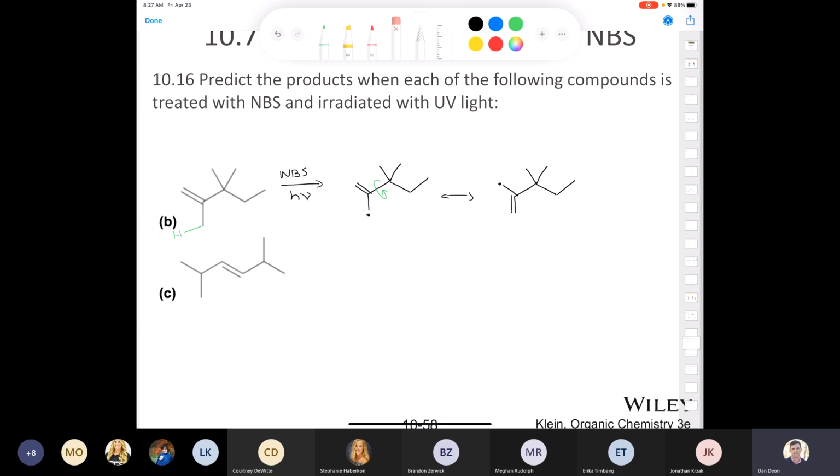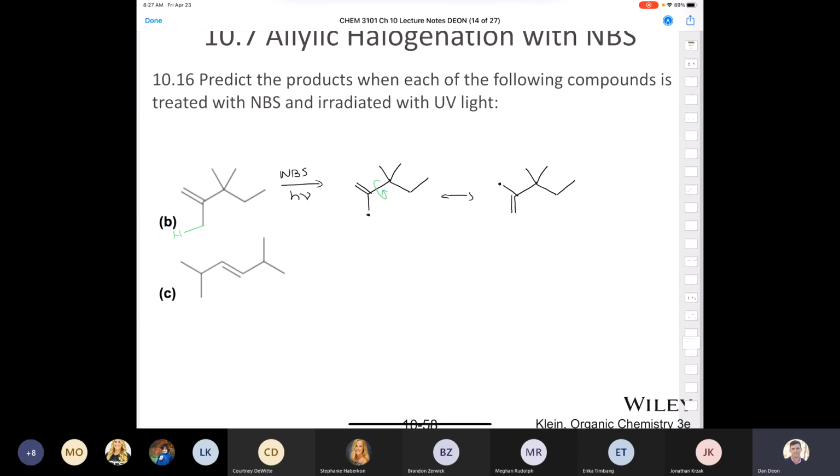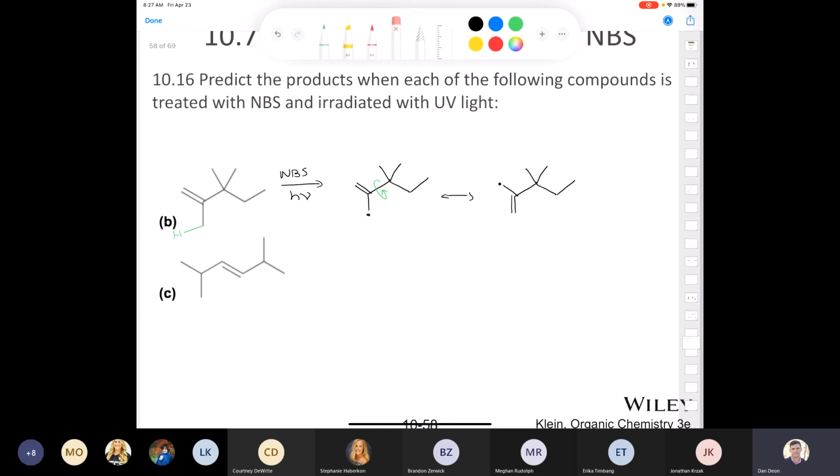So we only end up with one radical intermediate, right? So we can just delete this one here. We'll just erase that. And then this is our only intermediate that's produced. We can delete that. And the product that we're going to get, it's going to look something like this. And I can erase this. And we're going to have our bromine installed there. So we only end up with one product in this case.